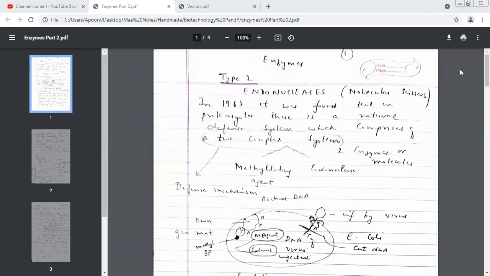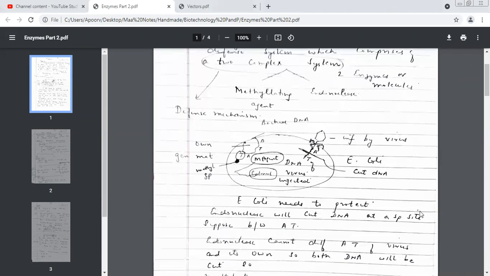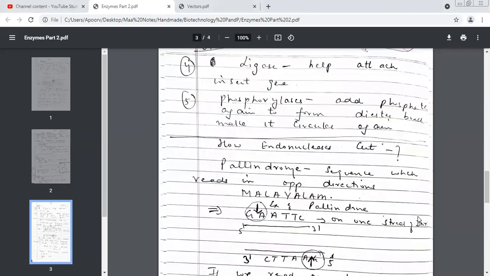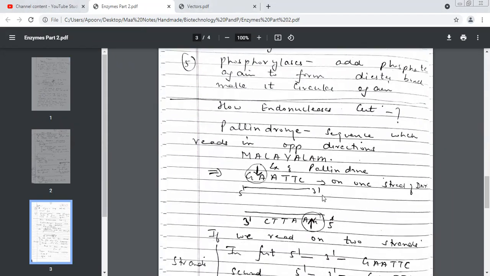Yes, children, we were talking about how endonucleases cut. You remember from the previous period, they cut at what sequences? Palindrome. Everybody remember the word palindrome. Everyone knows how to check a palindrome in a double-stranded DNA?